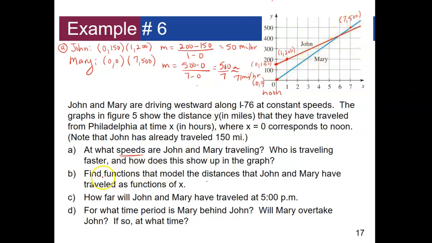Okay, find the functions that model the distances that John and Mary have traveled as a function of x. So for John, we're going to go back to our y equals mx plus b. This one we're talking about distance in terms of the variable x. So we're going to use d of x equals 50 for the slope that we just found, x for our variable, and then the y-intercept for John is here at 150. So this is the model for John.